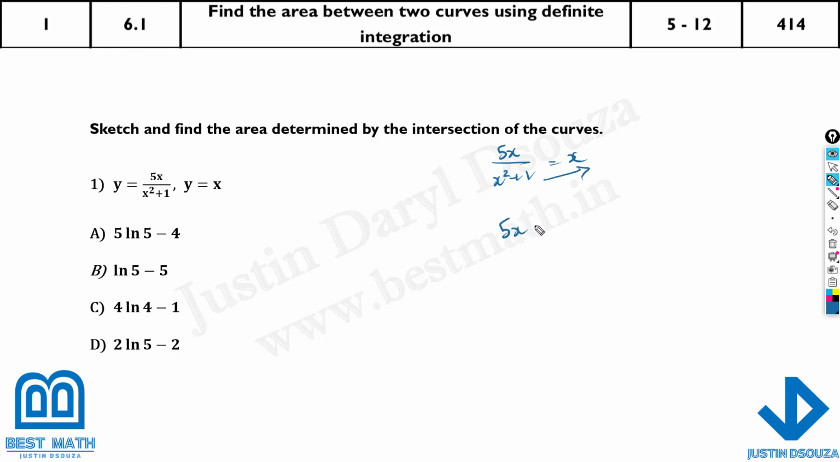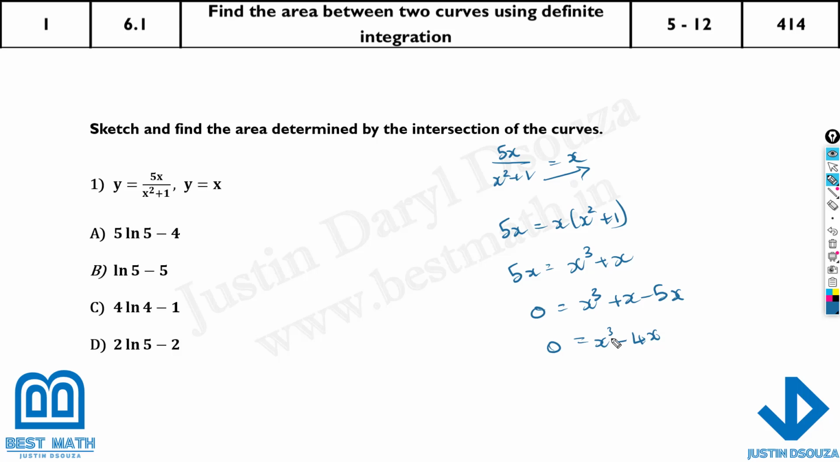It'll be 5x is equal to x into x squared plus 1. Now when you multiply x, it'll be x cubed plus x. Left side is 5x. And now I'll move this 5x to the other side. So it'll be 0 equals x cubed plus x minus 5x. And the simplified one will be x cubed minus 4x is equal to 0. Now here you can take x common, and then that will be x is equal to 0, and then simplify x squared minus 4 will be plus or minus 2.